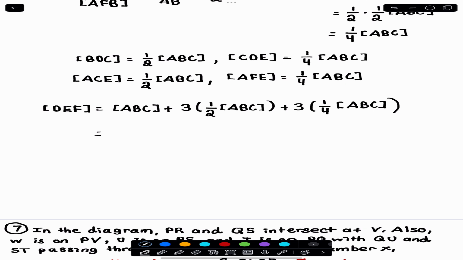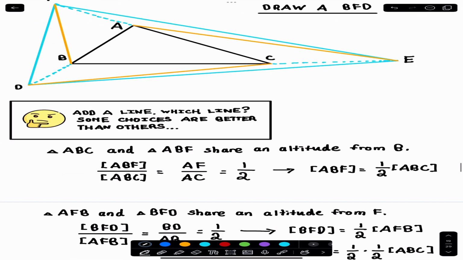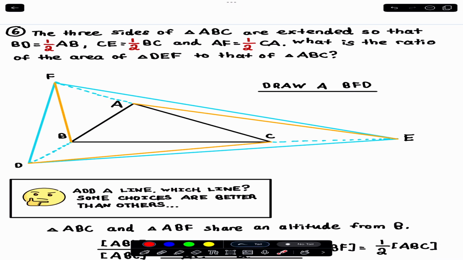That's where this comes from, and then if you treat ABC almost like a variable, you're basically adding up 3 halves, 3 quarters, and there's a coefficient of 1 here. So that ends up being 13/4. This means, notice, without even finding the area of DEF or ABC, we can find their ratio to be equal to 13/4. And that is our final answer because that was what we were asked to find at the start.